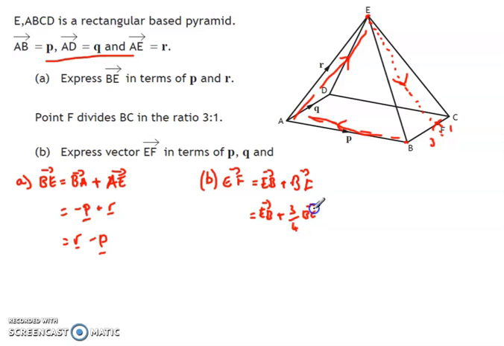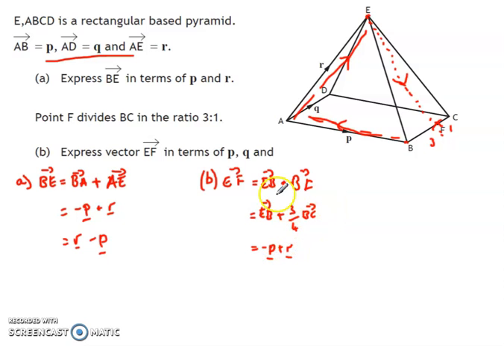Now, I know what e to b is. I figured out b to e earlier on. E to b is just the reverse of that, as we said earlier, with b to a being the reverse of a to b. So if b to e is r minus p, that means that e to b is minus p plus r. So that's going to be minus p plus r for this first part.